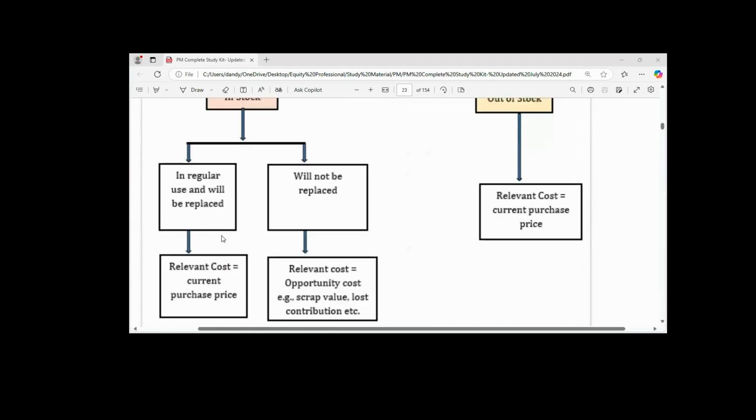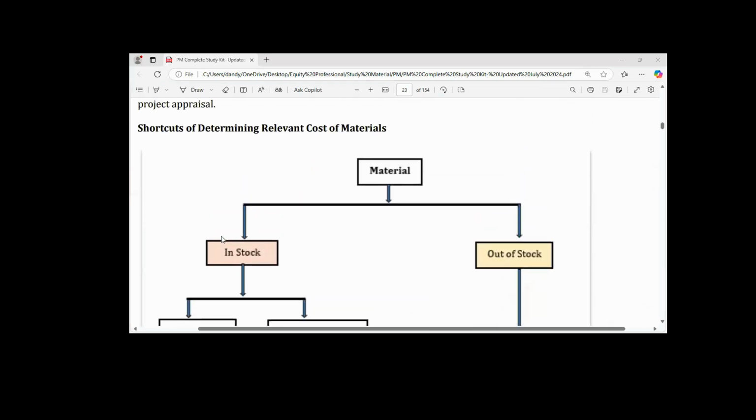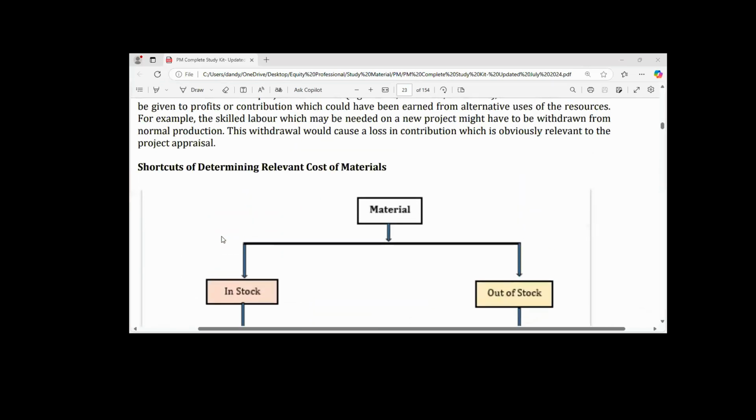Then I now demonstrated how to identify relevant costs for material and relevant costs for labor, because on the day of your exam, if you are going to have a question under relevant costs, the focus will be on material and labor. Of course, every other cost will be there, but majorly where you are going to have a challenge is under material and labor. Therefore, how do you identify relevant costs for material? How do you identify relevant costs for labor?